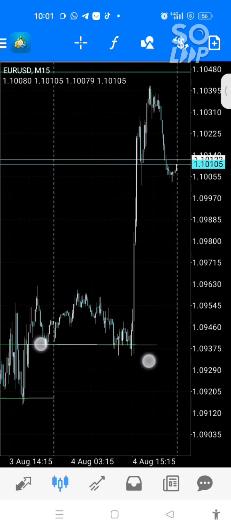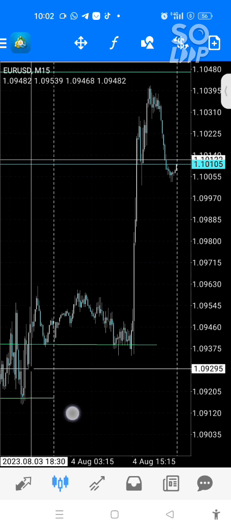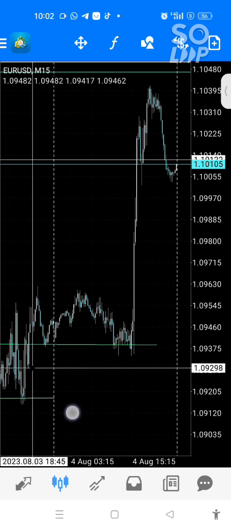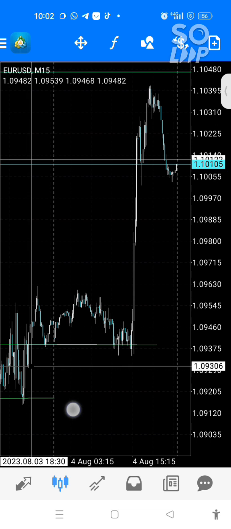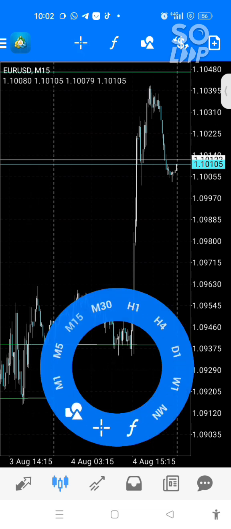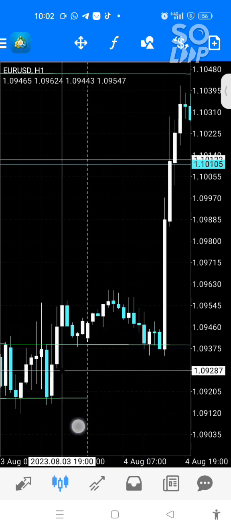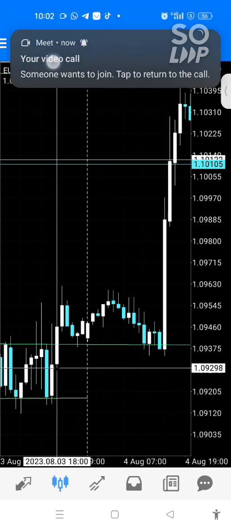Now can you see why my stop loss was here? This stop loss now is the low of that H1 that I pointed out. This low here.